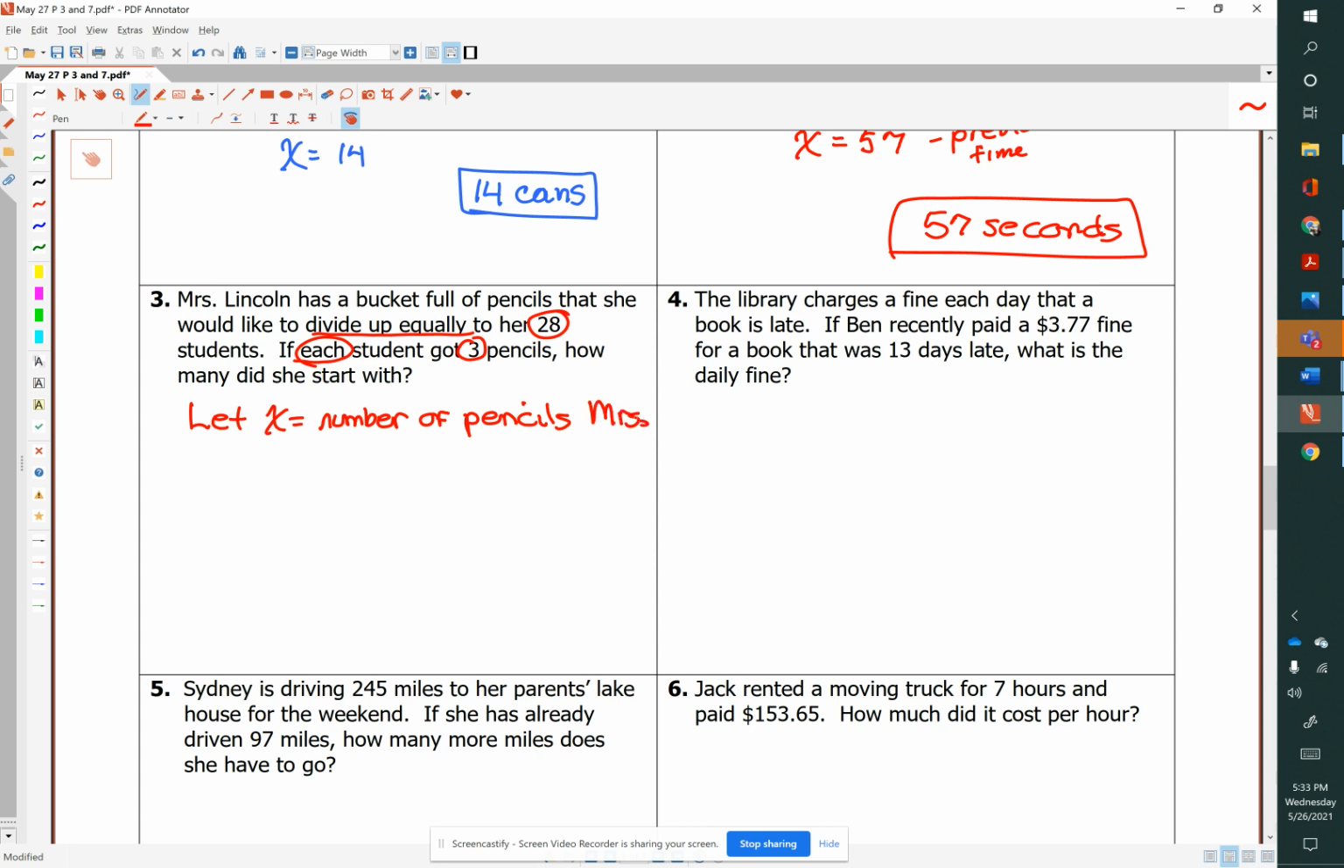And that's Mrs. Lincoln. Okay, so our math problem is going to be the 28 students multiplied by x divided by 3, because she wants to give each student 3 pencils.